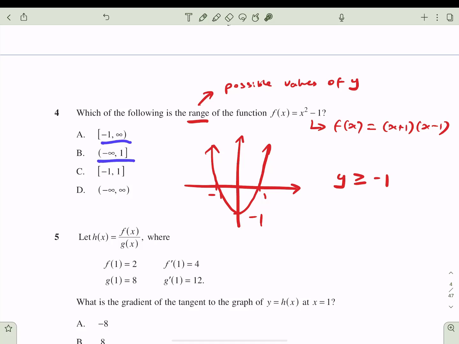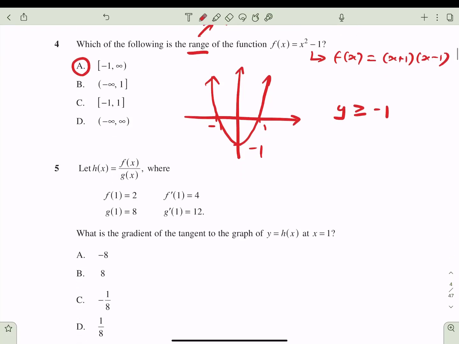But unfortunately for us, all my answer options are in terms of bracket interval notation. So we have to convert this into bracket interval notation. Alright, so first of all, we should notice that there's an equal sign. In other words, the endpoint is included. So if the endpoint is included, then I have to have a square bracket for -1. Okay? And moreover, if my y value can be anything above -1, then it goes all the way to infinity. So my other endpoint has to be infinity. Therefore, my answer here is going to be A. Alright, so that's it for question 4.